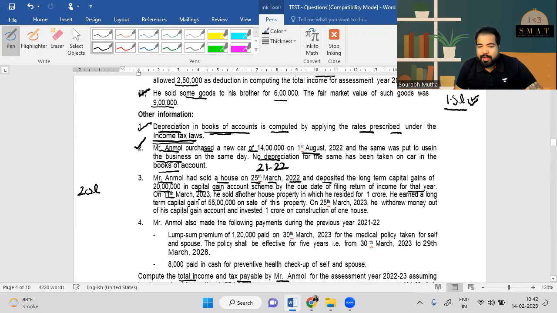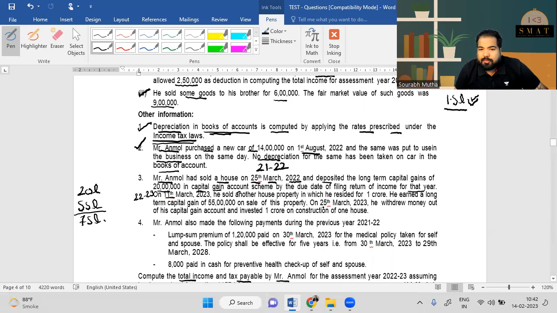On 11 March 2023, that means in this year, 22-23, he sold another house property in which he resided for 1 crore. He earned a long-term capital gain of 55 lakhs. So total long-term capital gain is 75 lakhs. Now he has to invest it ahead within 2 years. He has to buy, or within 3 years he has to construct.